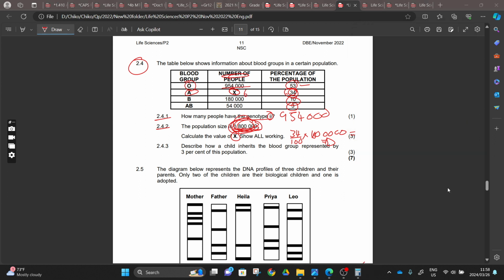It means here we'll have 6. You said 6? 612,000. 612,123. Right? And then 2.4.3, describe how a child inherits the blood group represented by 3% of this population. The 3% population is AB. Describe how a child inherits the blood group. It means that it inherits one from the mother and one from the father. Right? But describe how a child inherits the blood group represented by the 3%.